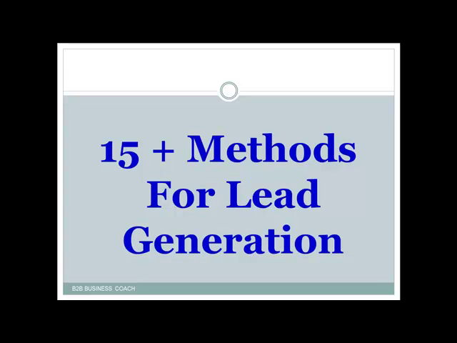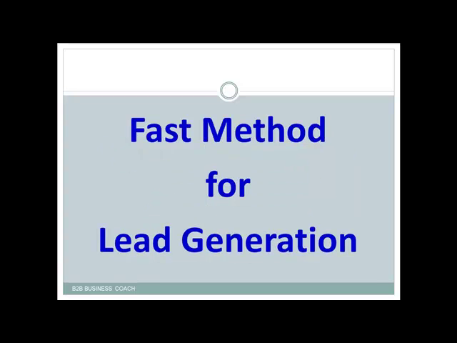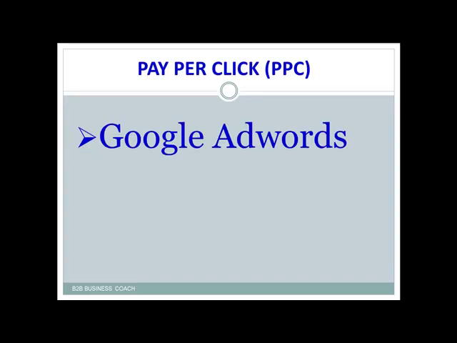And just to carry on in our series of 15 plus methods for lead generation, today I want to talk about what is probably maybe not the fastest, but certainly one of the fast methods for lead generation, and that's pay-per-click marketing. And I want to go through just 18 good reasons why you need to use it. I had 20, but a couple of them overlapped. So 18 good reasons why you should use pay-per-click marketing.